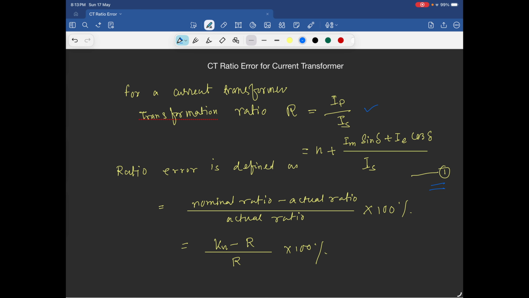Now the ratio error is defined as nominal ratio minus actual ratio by actual ratio into 100, that is in percentage form. So it is Kn minus R by R into 100%. And we know that the expression of R is equal to N plus (Im sin delta plus IE cos delta) by Is.